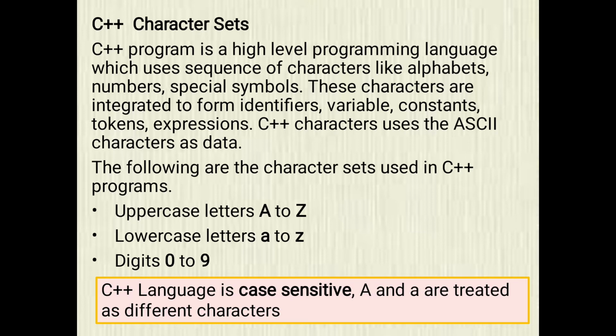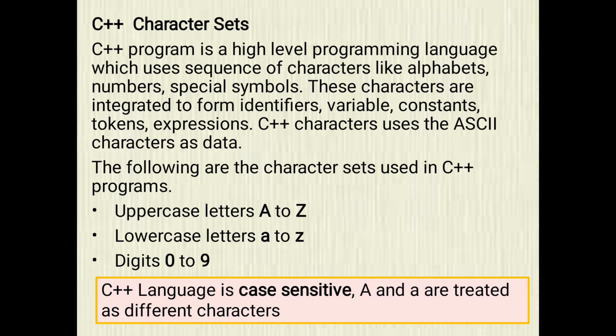Okay, so these characters are combined together to form identifiers, variables, constants, tokens, expressions. So when you combine those characters, they form these identifiers or variables, they form constants, and they form tokens and expressions. So collectively, you combine those character sets and it forms all these variables and constants as such. Okay, so C++ also uses the ASCII characters as data.